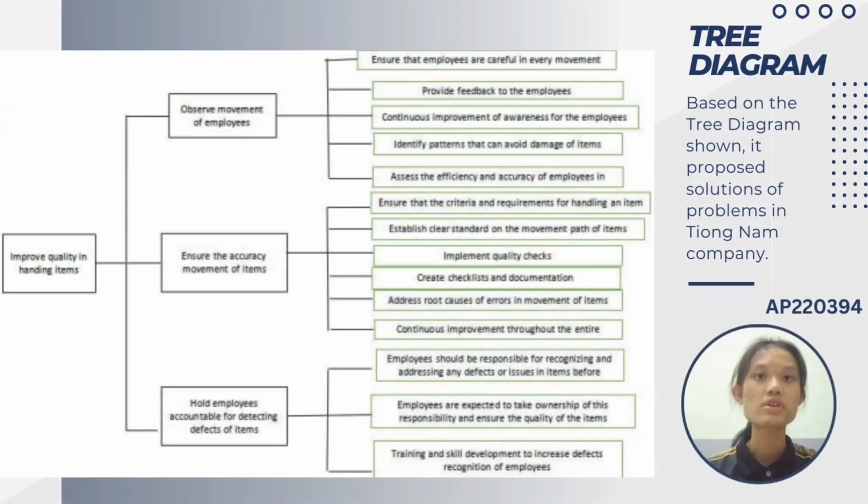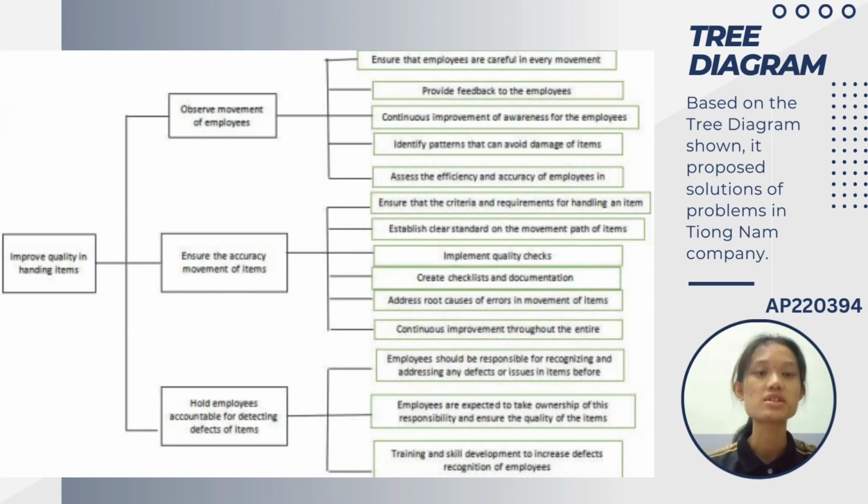Based on the tree diagram shown, Dongnan should improve the quality of products by observing movement of employees, ensuring the employees are careful in every movement and providing feedback for the employees to make continuous improvement of awareness. This can assess the efficiency and accuracy of employees.